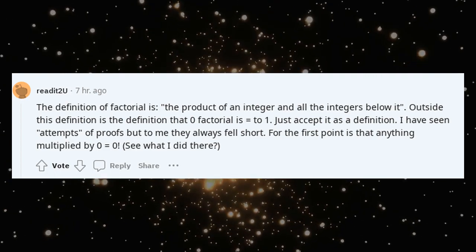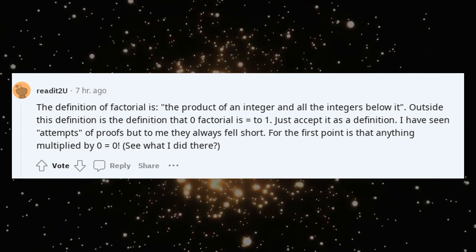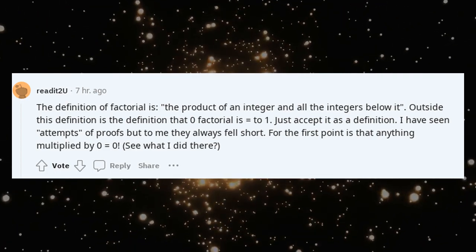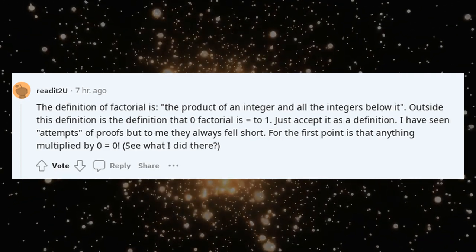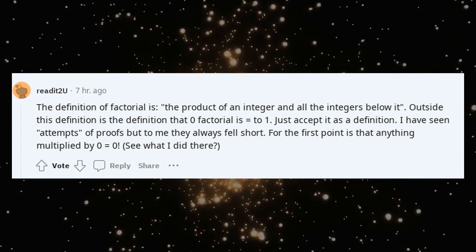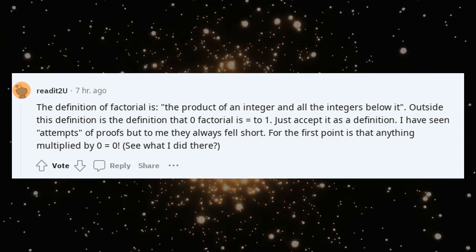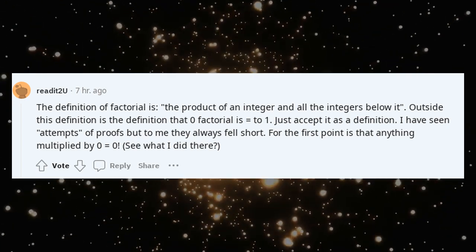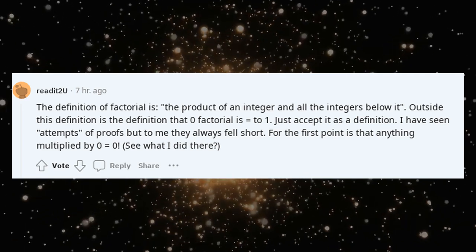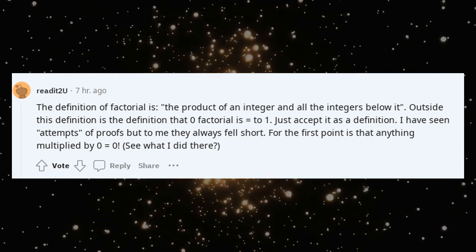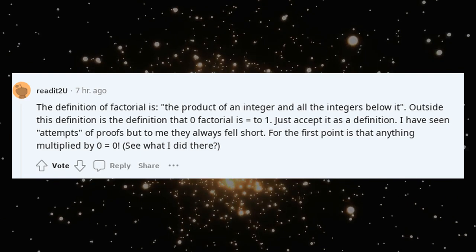The definition of factorial is the product of an integer and all the integers below it. Outside this definition is the definition that 0 factorial is 1. Just accept it as a definition. I have seen attempts of proofs, but to me they always fell short. The first point is that anything multiplied by 0 is 0, see what I did there?